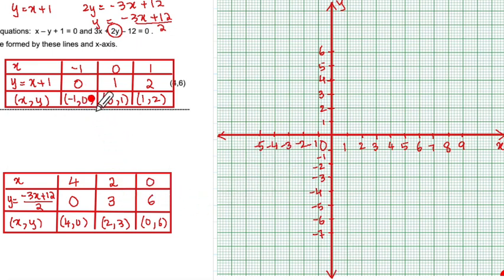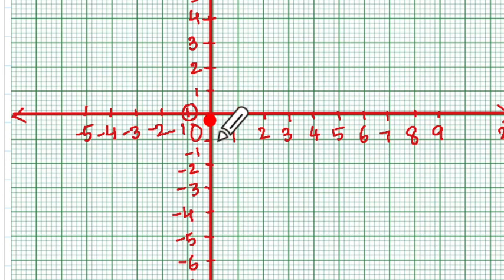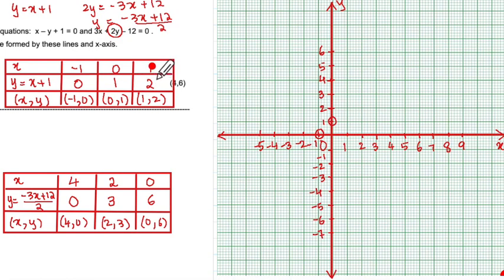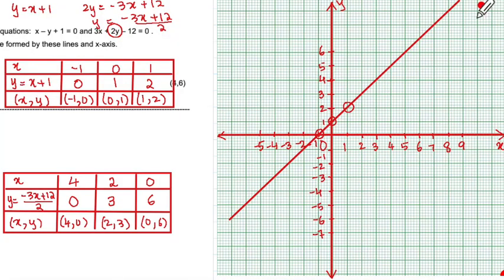Okay, so the first coordinate for the first line is minus 1 comma 0. So minus 1 comma 0 will be this point. 0 comma 1 is this point. This is the second point. The third one is 1 comma 2, so 1 comma 2 is here. This is the third point. Let us join the points. Okay, this is our first line like so. Deliberately I have drawn a longer line.